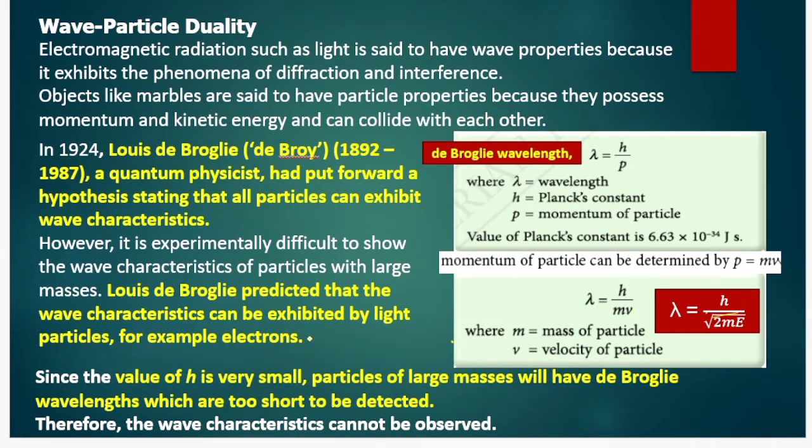From the de Broglie wavelength formula, lambda equals h divided by momentum. So lambda equals h divided by mv, where m is the mass of the particle and v is the velocity of the particle. When the energy of a photon is absorbed, electrons gain kinetic energy. Thus, kinetic energy can also be related to the de Broglie wavelength.